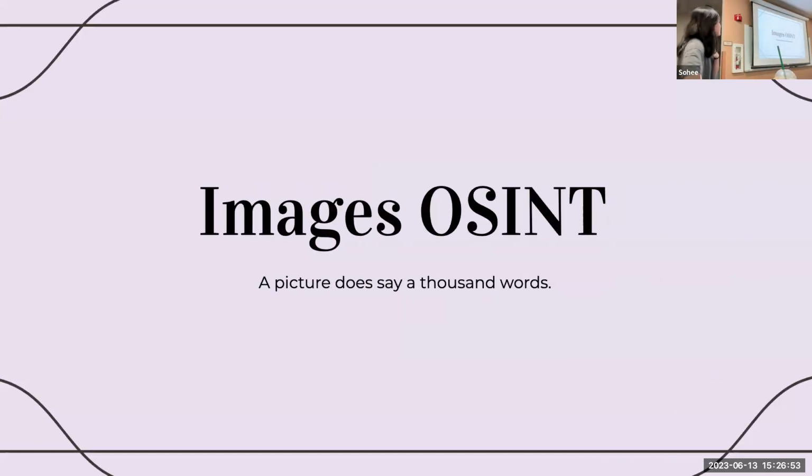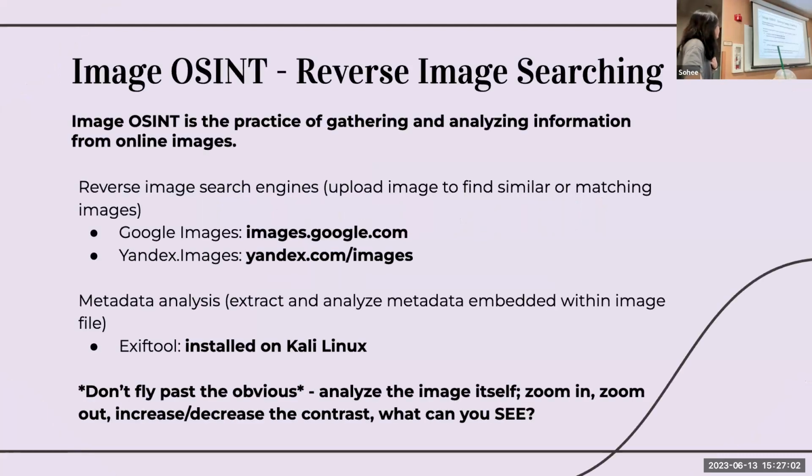Okay, so we're gonna talk about OSINT on images, and this is a little description right here. A picture does say 1,000 words, and you'll see that really soon. So with image OSINTing, you're gonna be doing a lot of reverse image searching as well as metadata analysis. With reverse image searching, you're mostly gonna use Google Images and Yandex Images. You can go to those URLs right there, and you can drop an image and try it.